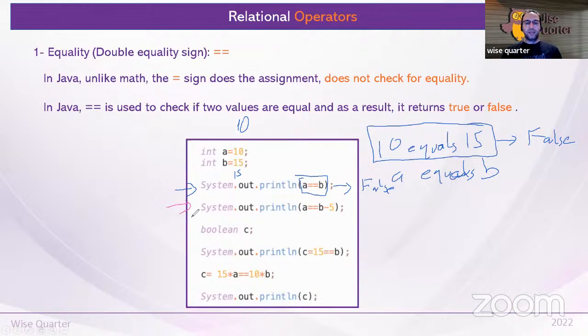What about this one? Again, we are trying to print the result. Let's check the equality. The right side is B minus 5. B was 15, minus 5 means 10. And it becomes 10 equals equals 10. As you can see, this is true. It means this will print true.